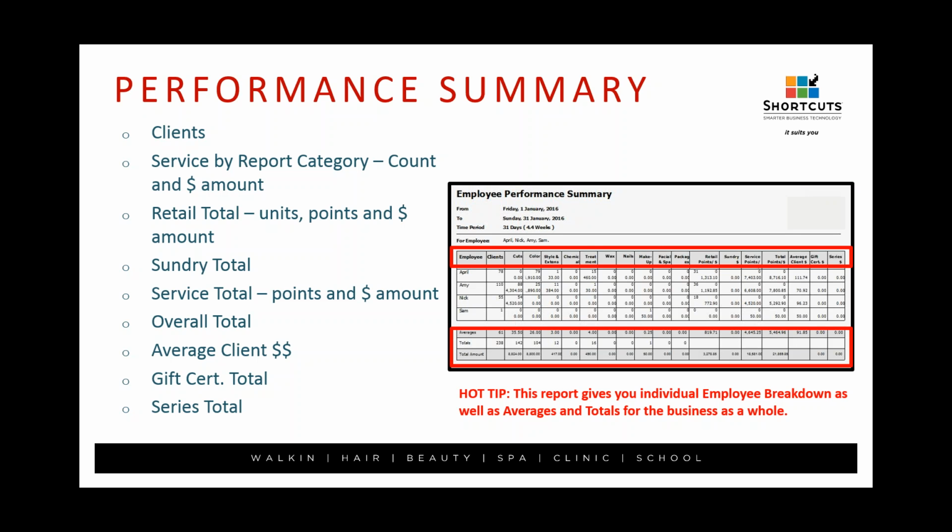Okay, I can see sundry totals. I can see service total. So again, in this section, if I'm giving points for services, I can see points and the dollar amount. I get an overall total. I also get average client spend or average client dollar. If you guys are using gift certificates, I can get gift certificates sold under different employees as well. And also there's a column for series total.